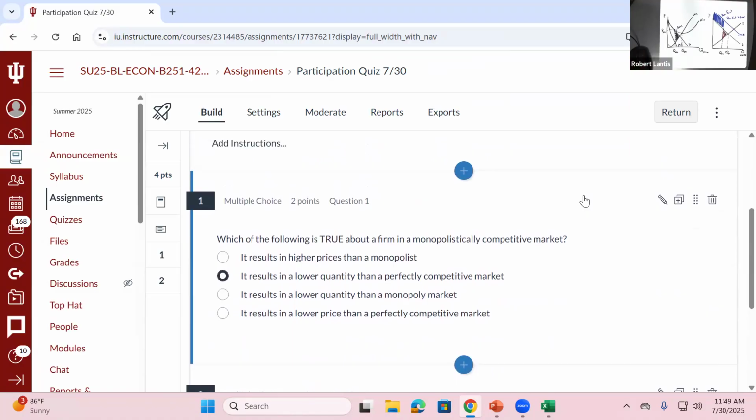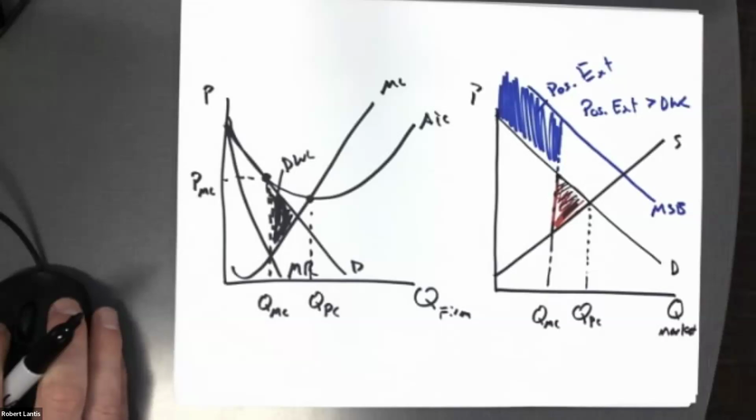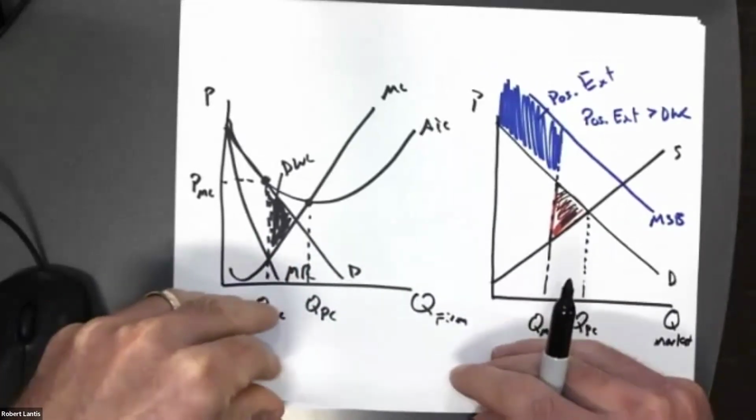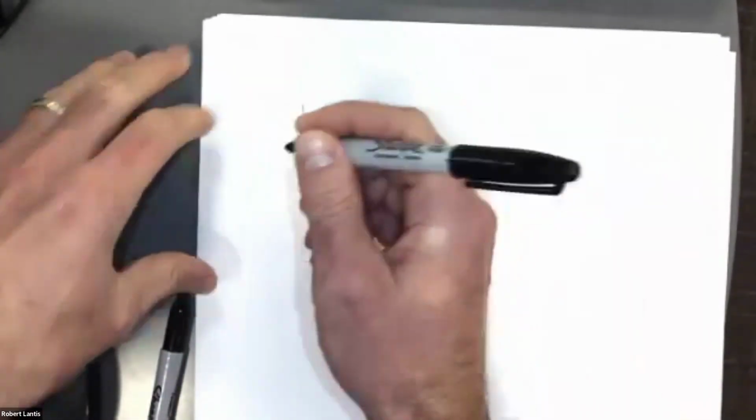Okay. So which of the following is going to be true about a monopolistically competitive market relative to a monopolist or a perfectly competitive market? Excuse me. So this is where it gets a little bit tricky, and we have to think a little bit harder about what we're doing. So if we're comparing them to a monopolist, and we're comparing them to a perfectly competitive market, we already made the perfectly competitive market comparisons today.